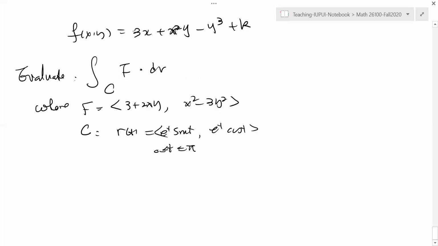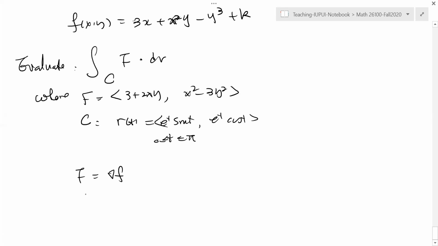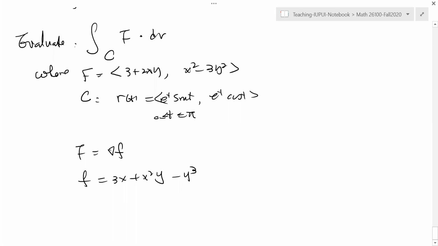Now, if we evaluate this integral directly, I'm pretty sure it's very complicated. I don't even want to explain it. So first of all, you note that capital F is the gradient of little f, and this f we already found is 3x plus x squared y minus y cubed. So as long as you see this F is conservative, we can express it as a gradient of some function.